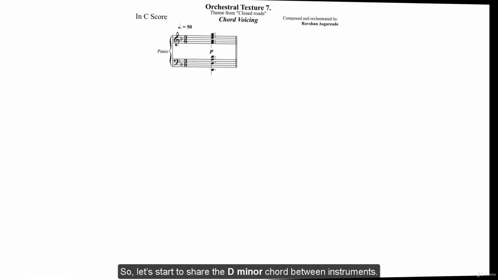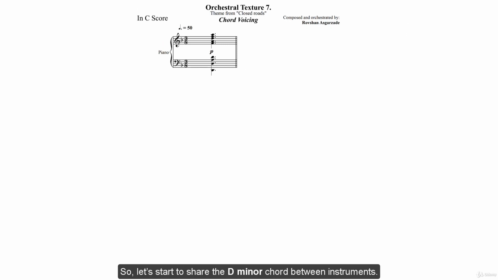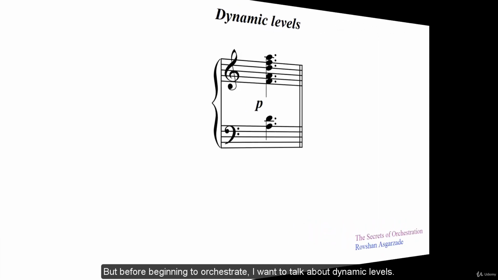So let's start to share the D minor chord between instruments. The woodwind section is in pairs, which means we have 2 flutes, 2 oboes, 2 clarinets and 2 bassoons. I want to remind you, for clear understanding, all instruments will be written in C score. There are several types of chord voicing in orchestration. Today I am going to show you a few types of chord voicing. But before beginning to orchestrate, I want to talk about dynamic levels.